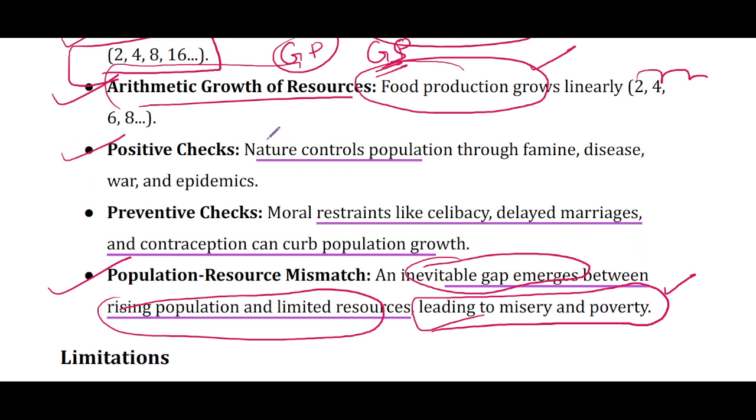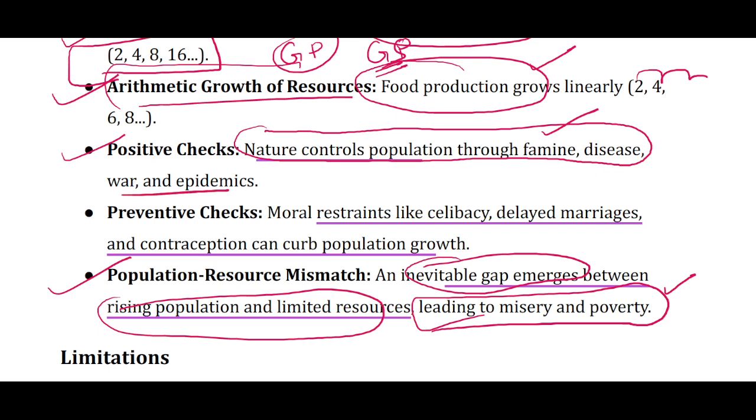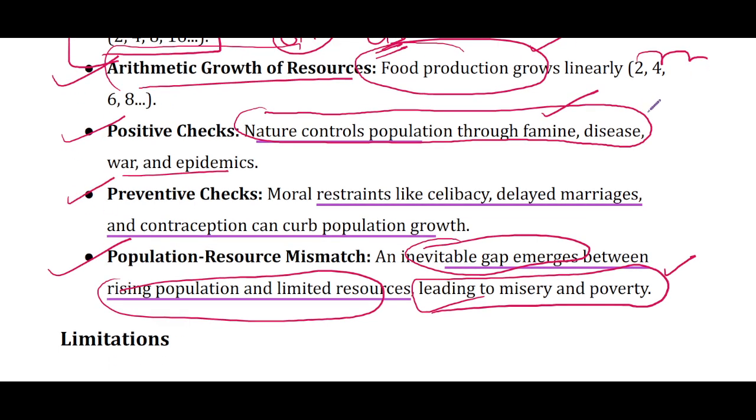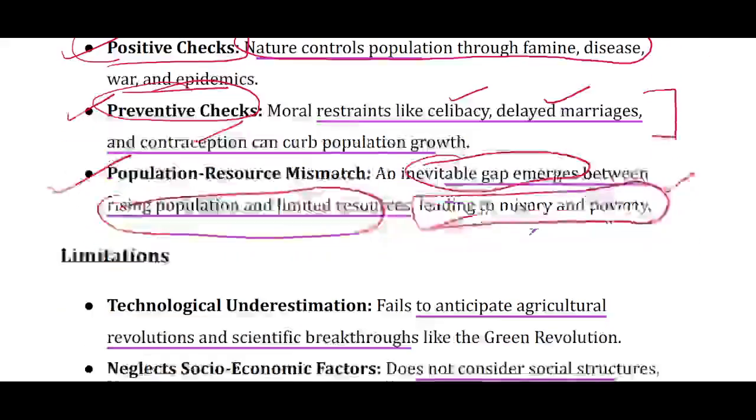To keep the population in check, nature brings in calamities and disasters such as famine, disease, war, and epidemics. And to thwart any natural attempt to keep the population in check, different cultures also have their own preventive checks, such as celibacy, delayed marriages, various marriage types, and contraception, that keep the population in check.